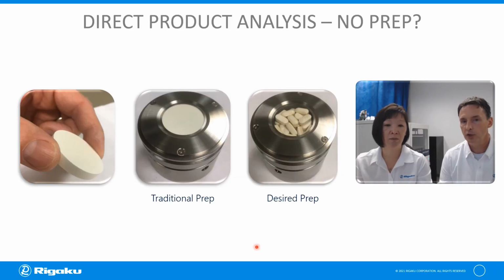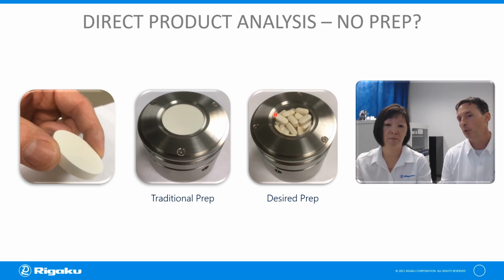So traditional prep would be to take a bunch of pills, pellets, and grind those up, as Thanh was showing in how we made the standards, press those into one puck, and then run that puck, 90% of the area of that puck, on the machine and get your result. Still very easy, no digestion. It's still a direct analysis technique. It just adds an additional step: grinding, pressing, and then mounting into the holder and running.